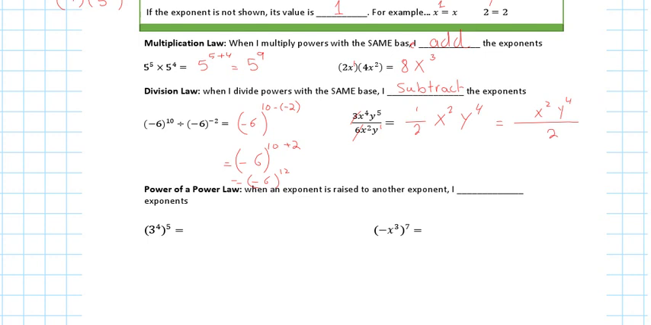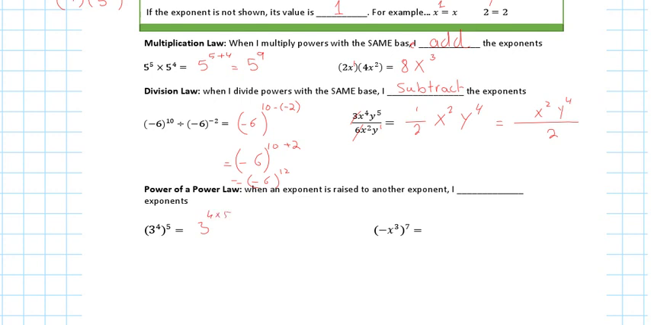What's the power of a power law? Multiply. Two powers, you multiply your exponent. So you keep the base, it doesn't change, it stays as 3, and then you multiply the 4 times the 5.